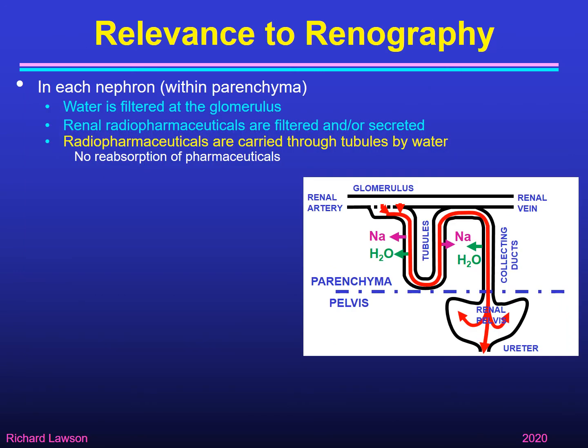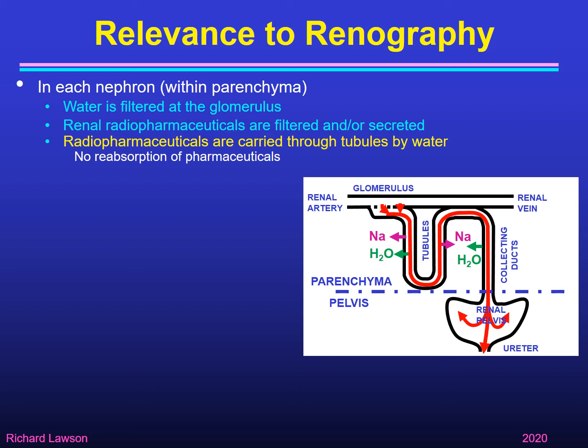So how is all this relevant to renography? Well, in each nephron, and we know that the nephrons are within the parenchyma, so I've divided this diagram into the top half of the diagram, which represents the parenchyma. We said that water was filtered at the glomerulus, and the renal radiopharmaceuticals that we use, typically DTPA and MAG3, are going to be filtered because they're small molecules, and indeed MAG3 is also secreted.